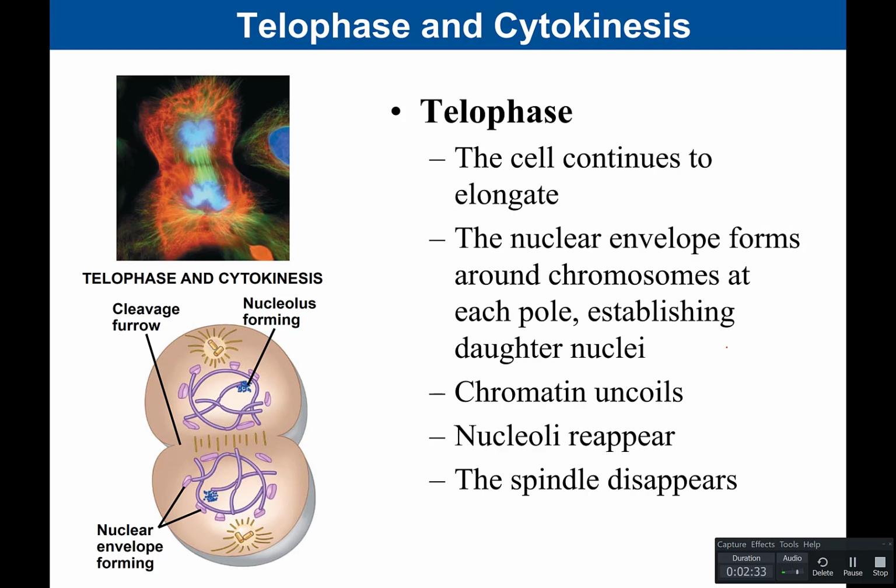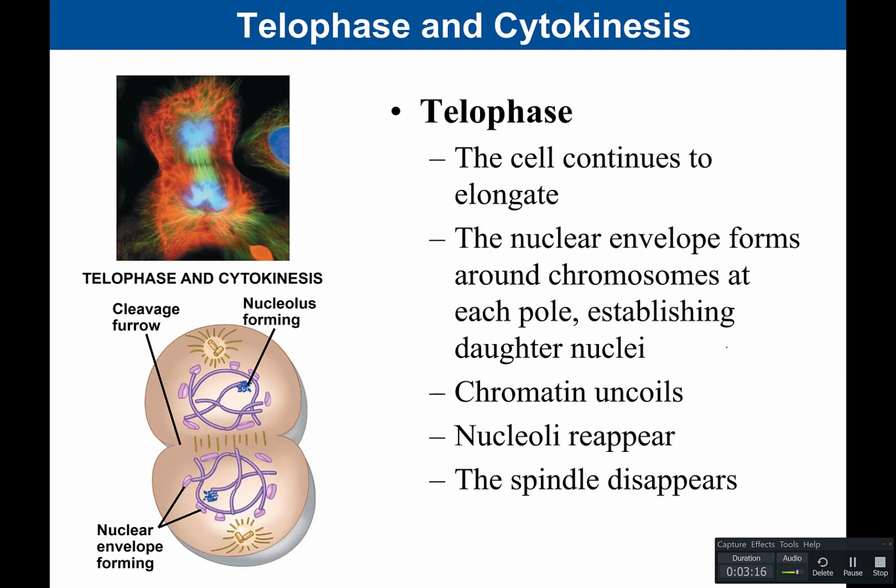So for me, the way that I remember what happens in telophase is that it's the exact opposite of prophase. The stages in order, I just think of PMAT: prophase, metaphase, anaphase, telophase. In prophase, chromosomes condense. They pack in tightly. Telophase, they decondense. They unpack. Prophase, nuclear envelope breaks down. Telophase, nuclear envelope reforms. Prophase, nucleoli disappear. Telophase, nucleoli reappear. Prophase forms spindle. Telophase, spindle breaks down. So literally they are the exact opposites.